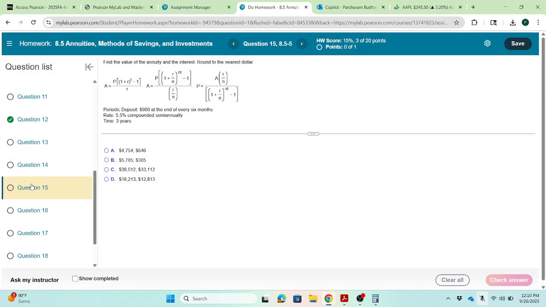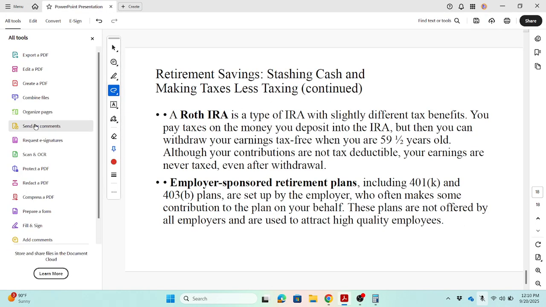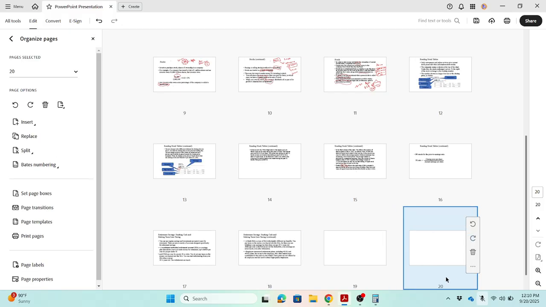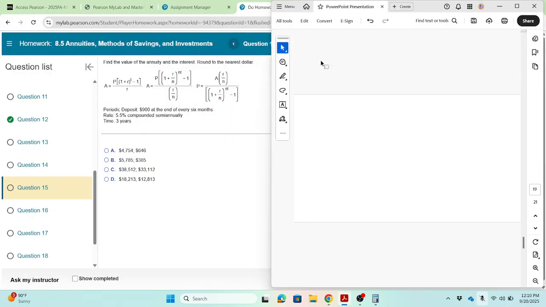Okay, what is this? This is a different type of situation. Periodic deposit is $900 at the end of every 6 months. So this is not the right formula. You are going to use this other formula if you are looking for the annuity. Because it's every 6 months, there are 2 six-month periods in a year, so n is supposed to be 2. Let me use a blank page here so I can write down information. Okay, so the right formula is the second one.